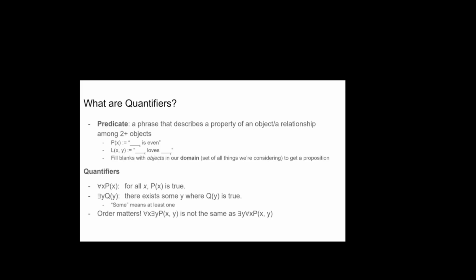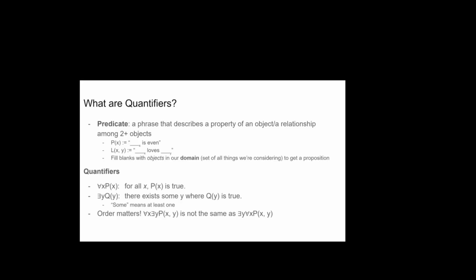For quantifiers, it's about the set of objects in our domain. For example, for all X, P of X means P of X is true for all X in our domain. This backwards E means there exists some; we use a different variable name here. There exists a Y such that Q of Y is true. And this just means at least one is true. So it doesn't mean all of them are true.